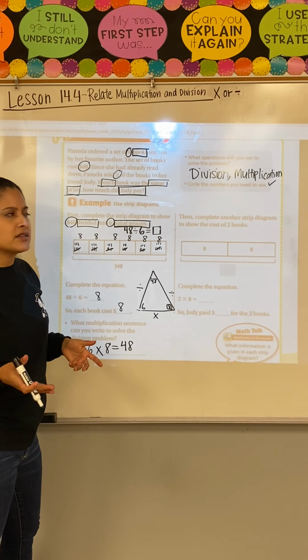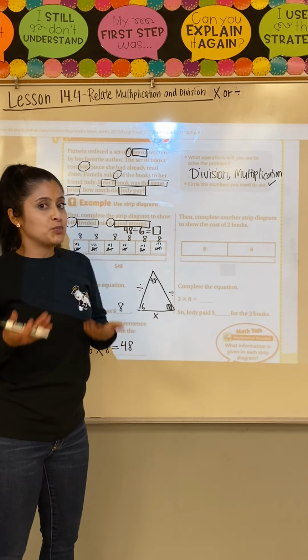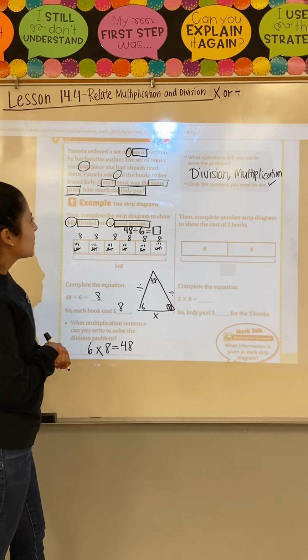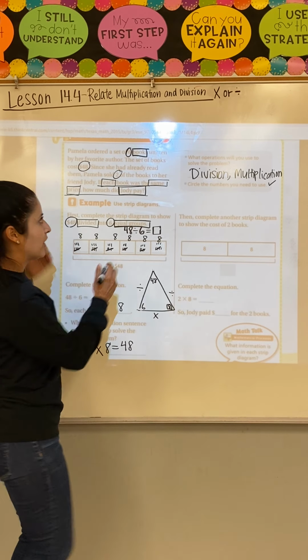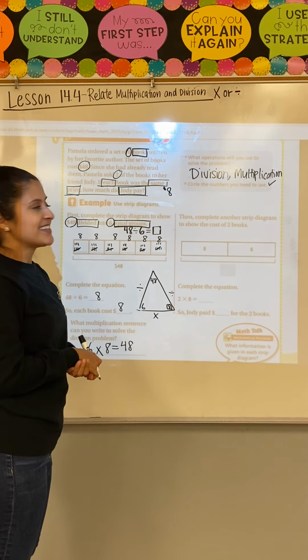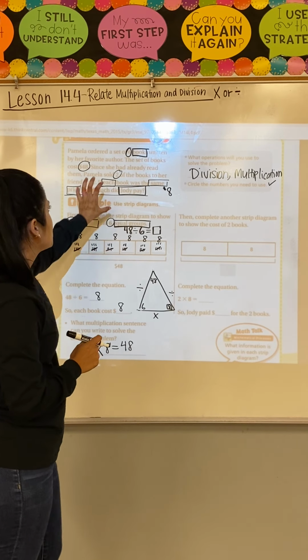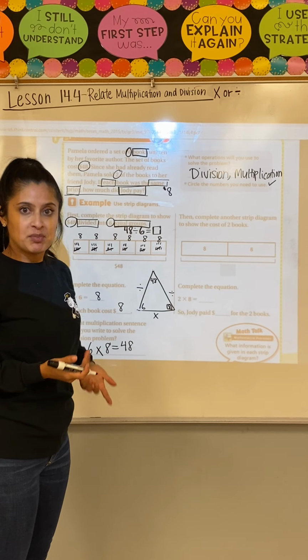Now let's think about this. The question is not asking how much is each book. Our question is if each book is the same price, which we now know is $8. If each book is $8, and Jody is buying 2 of those books, how much did Jody pay?